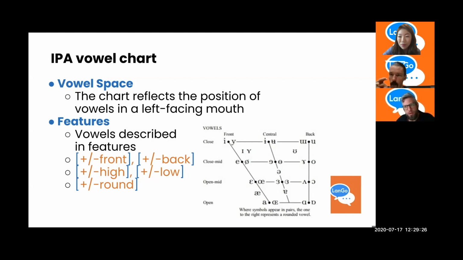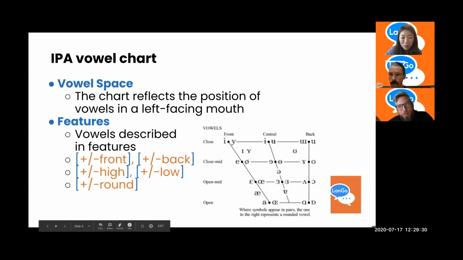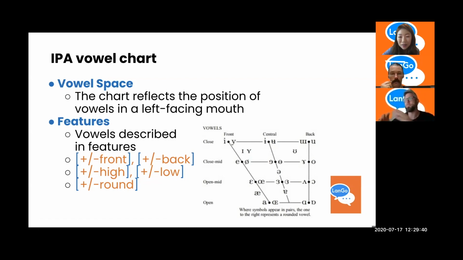Maybe we should explain what is front. Yeah, wait. Now you should be reaching for your wallet, right? Because I just said plus and minus. I didn't tell you what it is, and I didn't even really tell you what front is other than left, right? But this is how linguists do it. We put it into features.